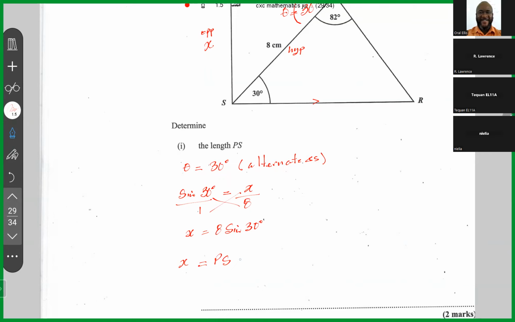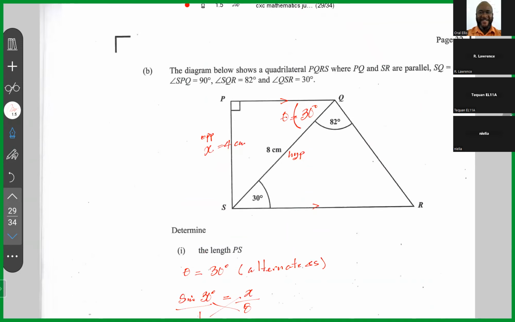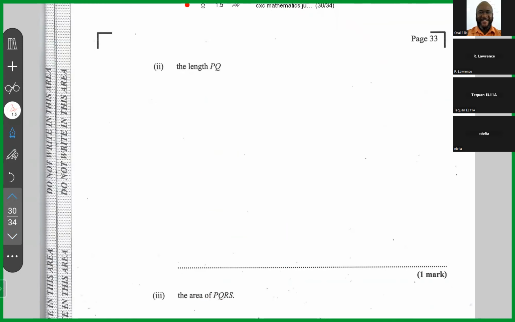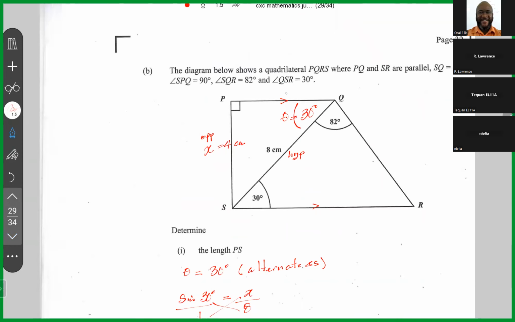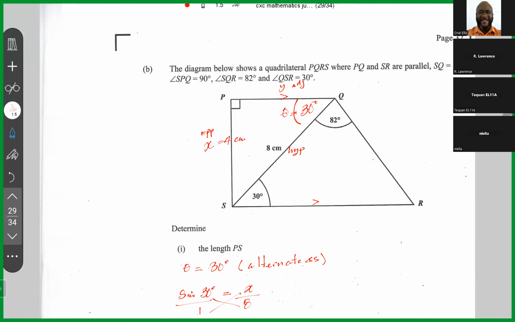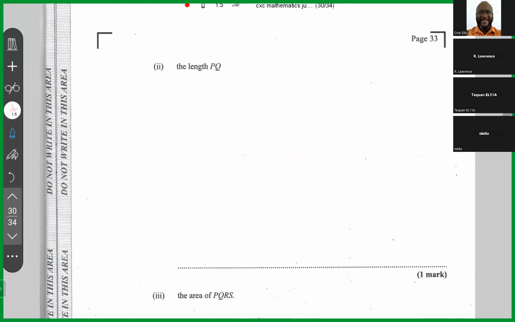All right, next we're asked to calculate the length of PQ, which is up here, so I could call it Y. Y would be the adjacent side. So I could use cosine and say that the cosine of 30 degrees is equal to adjacent Y over the hypotenuse 8. Cross multiply and we get Y is equal to 8 cosine 30 degrees.